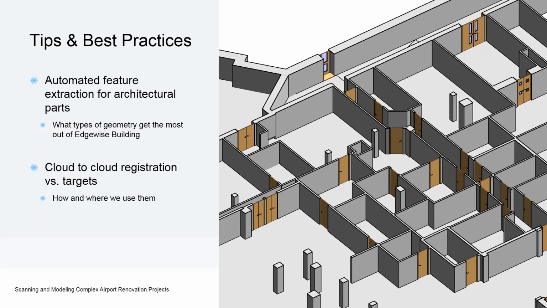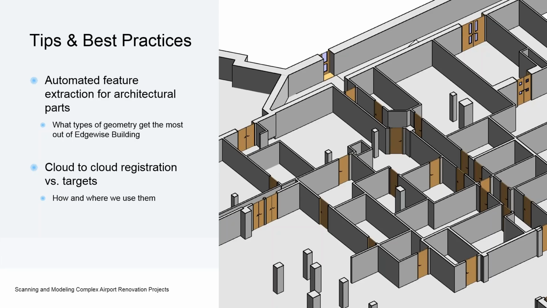So we'll put the scanner in the doorway with the open door, and then a couple of scans in each room at least, and use the cloud-to-cloud to tie all of those together. And we find that is the best way to use cloud-to-cloud and targets, really, and to get the best result possible in as short a time as possible.